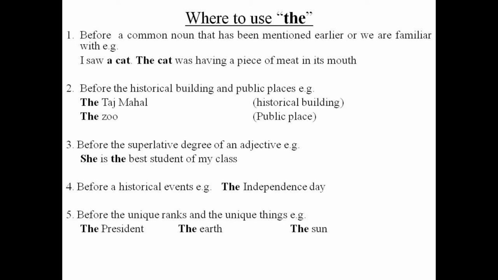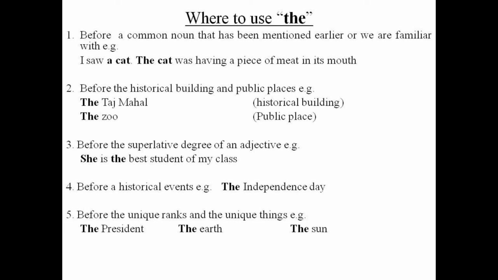Now discuss the use of definite article. Firstly, before a common noun that has been mentioned earlier, or we are familiar with, for example, I saw a cat, the cat was having a piece of meat in its mouth. Here we see the same cat was having a piece of meat, and so definite article has been used before cat, whereas in the starting it was simply any cat, and so a has been used before cat. Secondly, before the historical buildings and public places, for example, the Taj Mahal, the zoo.